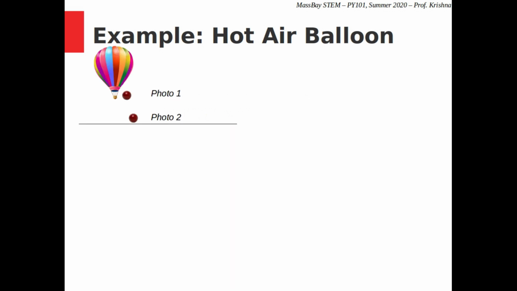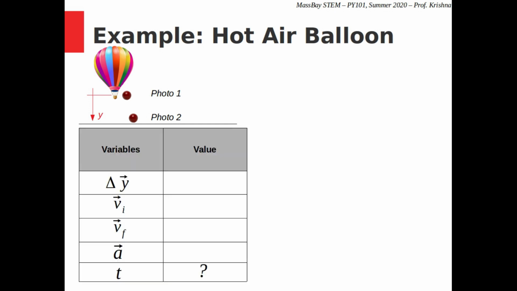We can draw a picture and set the endpoints of the motion. Photo 1 corresponds to a nanosecond after the ball was dropped, and photo 2 corresponds to a nanosecond before it lands on the ground. We will set the origin at the ball's position in photo 1 and downwards to be the positive direction. The question asks us how long it will take for the ball to land. That means time is the unknown.